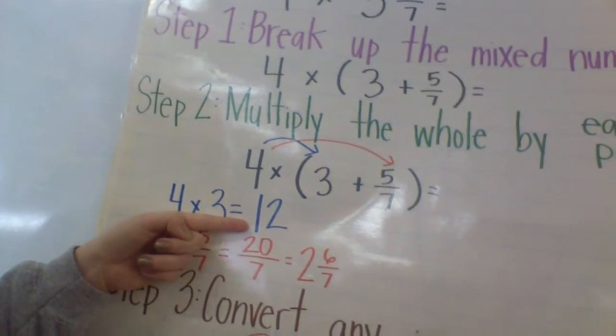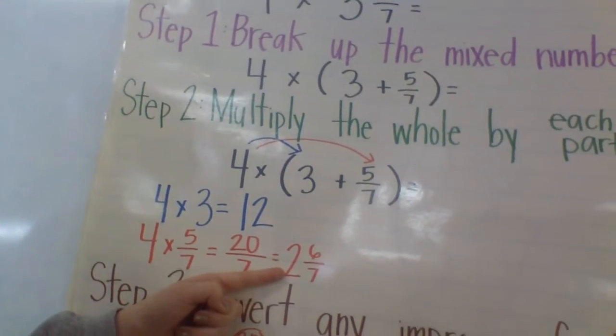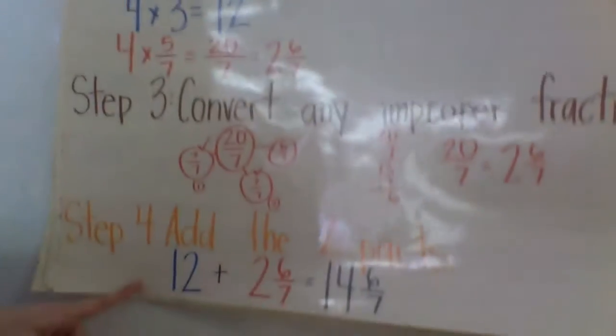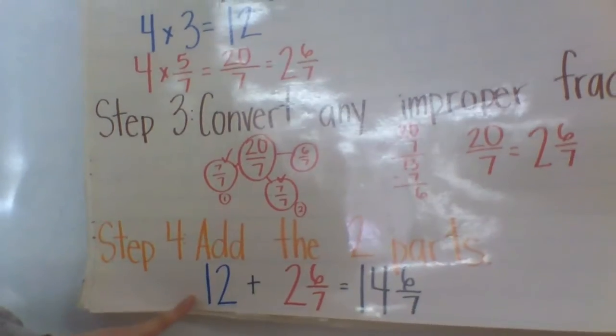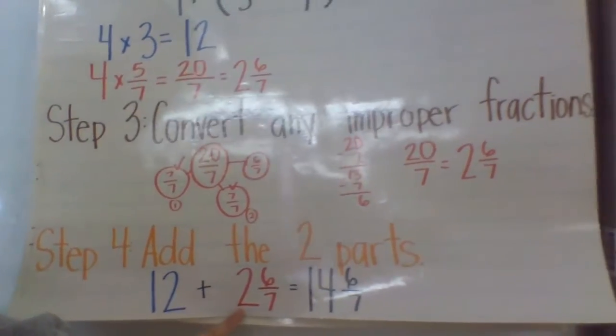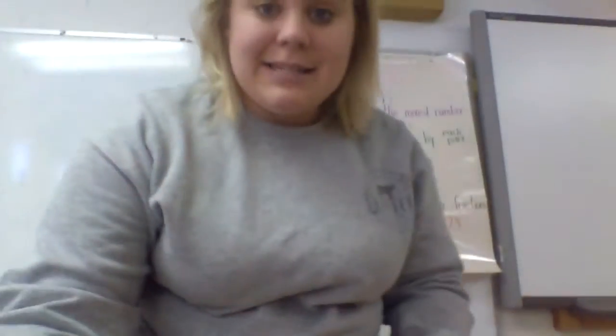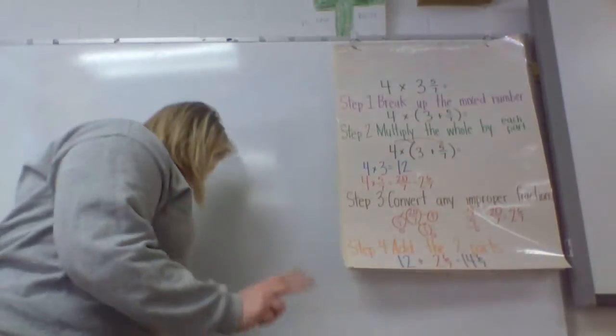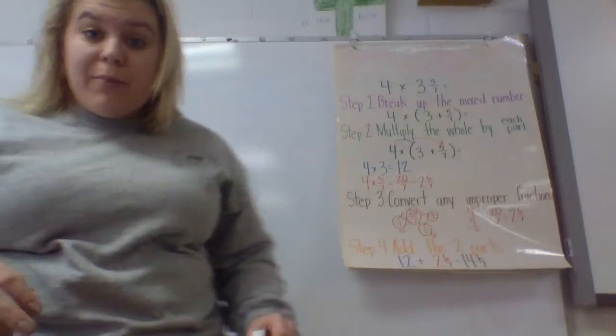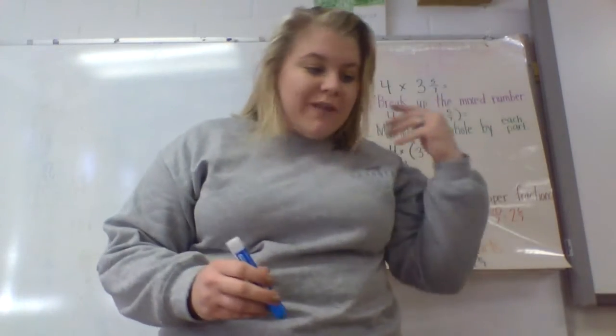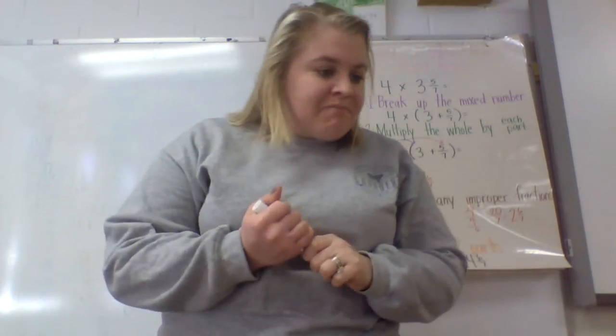So now we have 12 and we have 2 and 6/7. Our final step is we just add these parts together. So we add 12 plus 2 and 6/7, and that equals 14 and 6/7. So we're going to do 2 examples, and these examples are going to be from your lesson. So it'll be 2 less you have to do, and you only have 9 to do anyway.